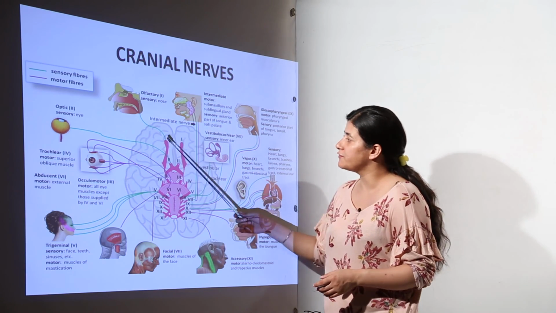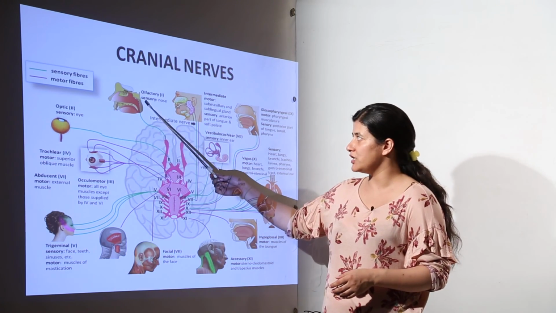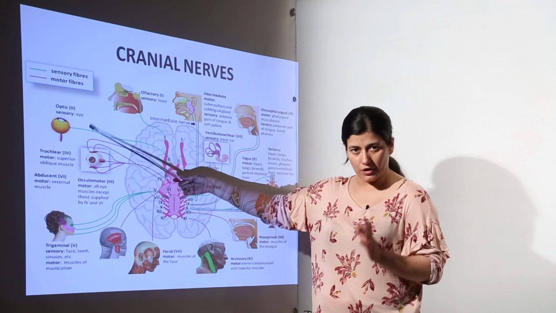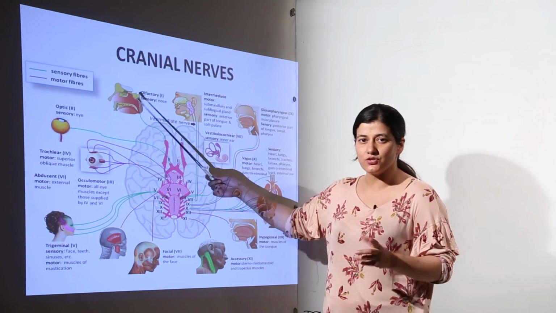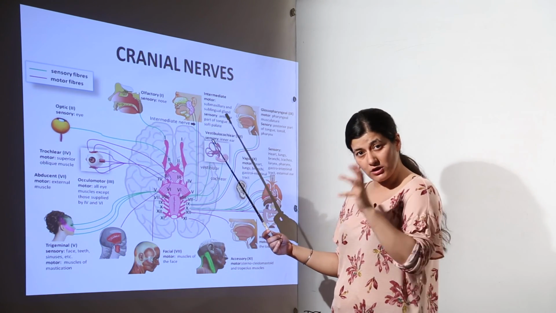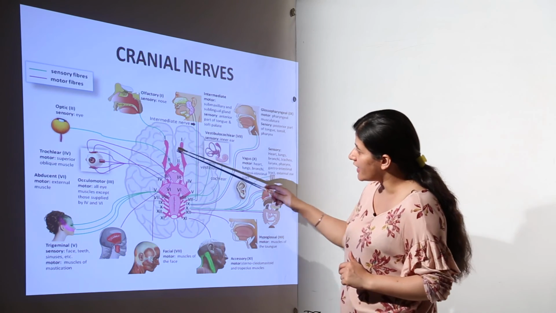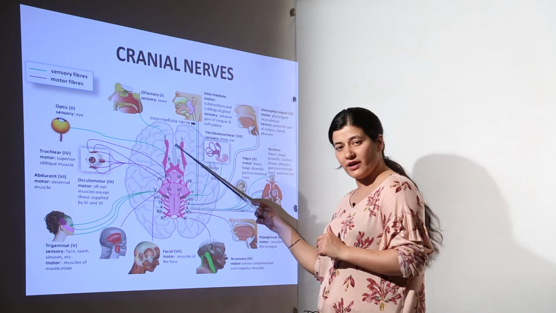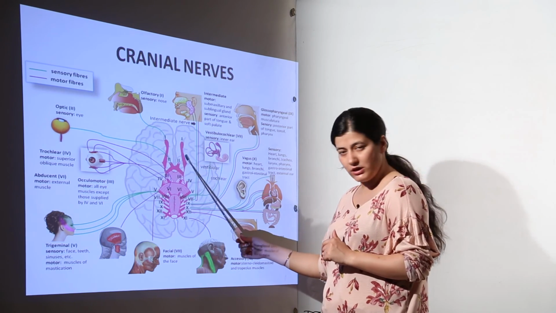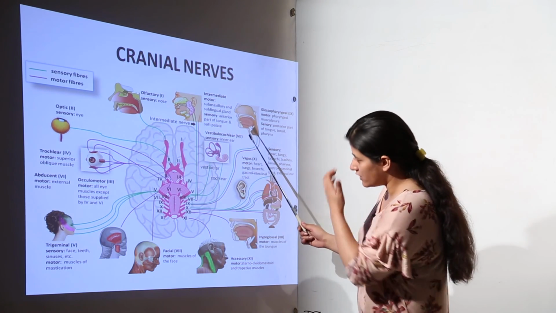Now, the first two nerves are the olfactory nerve and the optic nerve. Olfactory is used for the nose and optic is used for the eye, and both being sensory, they take up the stimulus coming to the particular organ. As you can see, olfactory starts from the olfactory bulb of the brain, and the optic sensory nerve is from near the optic chiasma.